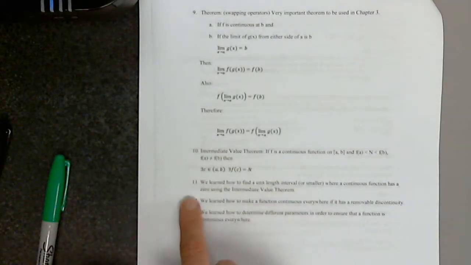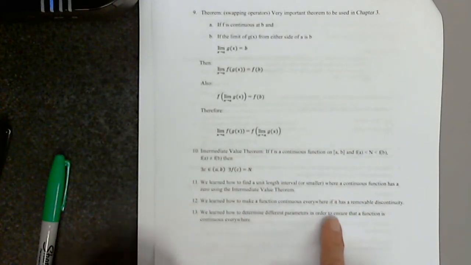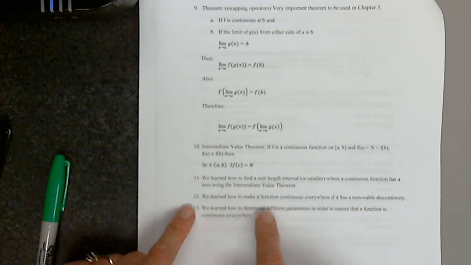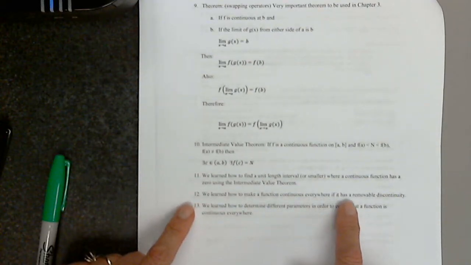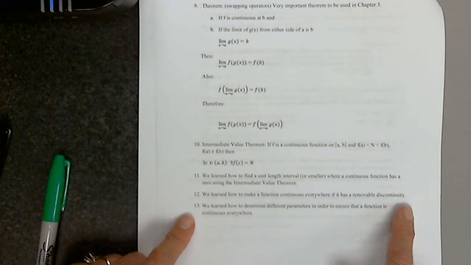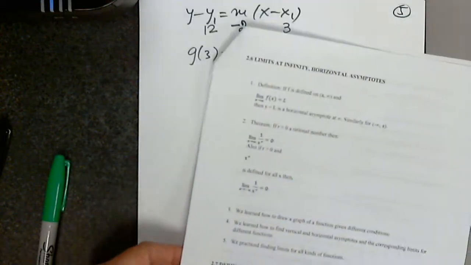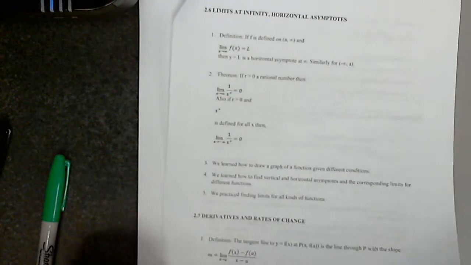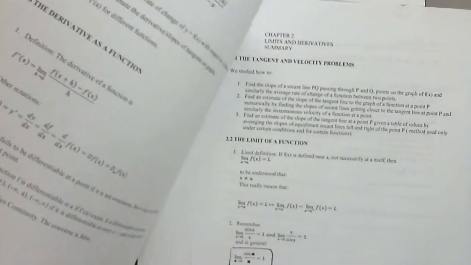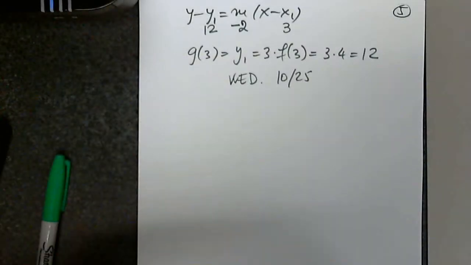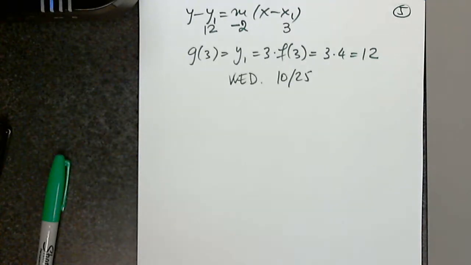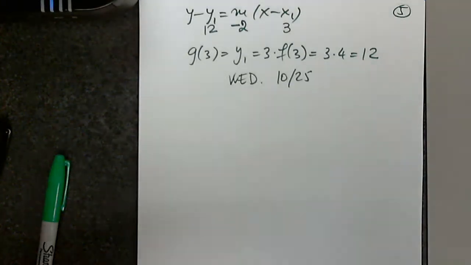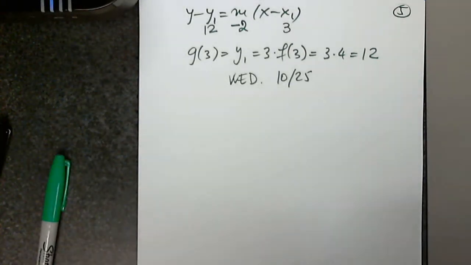So the intermediate value theorem. We learn how to make a function continuous everywhere if it has a removable discontinuity. How to determine different parameters to make it continuous everywhere. Okay, and we can review the rest next time. So I think my 3 minutes is up. Okay, so please remember, look at these every now and then, and this is everything in chapter 2.